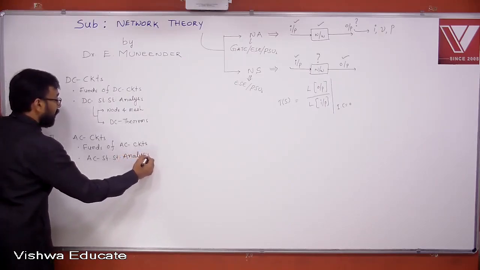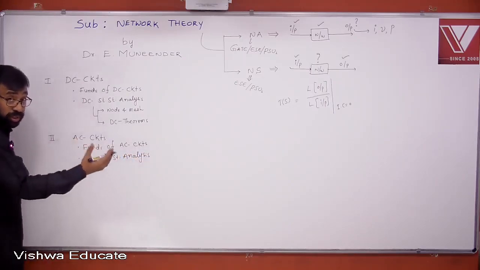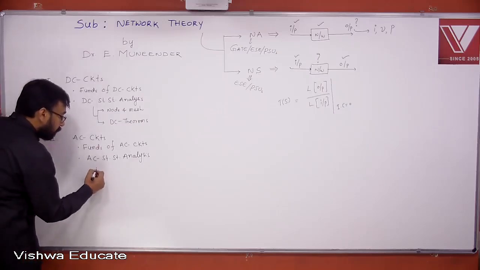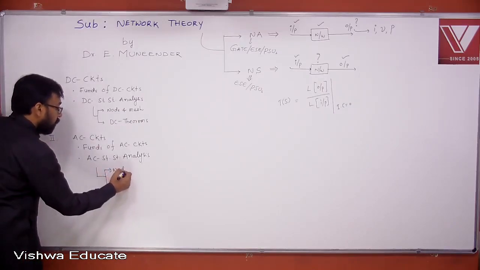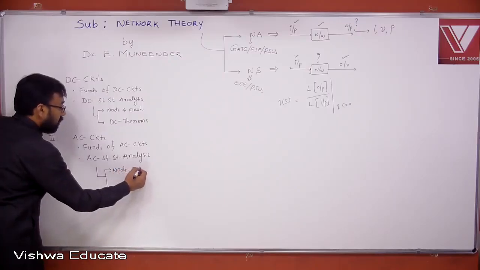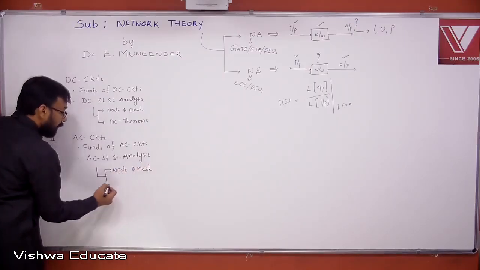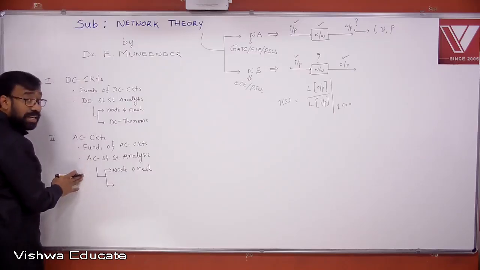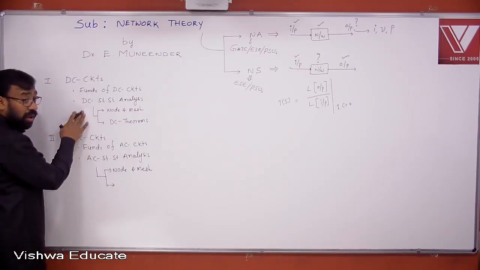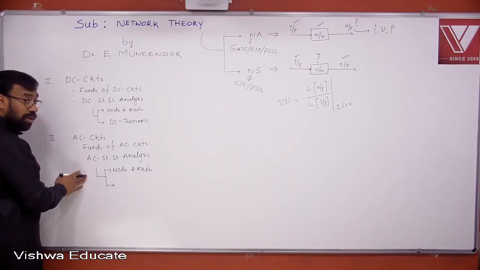Okay. AC steady state analysis. Do not write anything, I will give you sufficient time. Again you have node and mesh analysis, how to solve the networks. There is not much difference between DC steady state and AC steady state analysis. Here you deal with all real numbers, whereas here you deal with complex numbers.